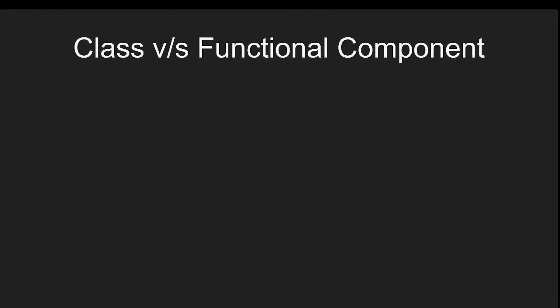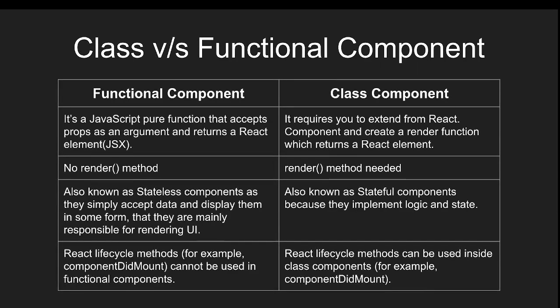Now let's discuss the differences between class and functional components. Functional components are pure JavaScript functions, and they accept props as an argument and return JSX. On the other hand, a class component needs to extend React Component and it basically has a render function, which returns a React element. The second difference is that a functional component does not need a render method, but a class component always needs a render method.